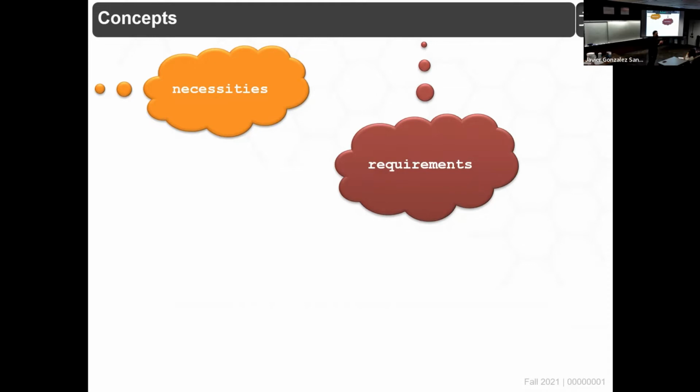Yes, it's an engineering process to move from some sentence, some idea, some talk to something that we are going to call requirement. Requirement is kind of an important word. Do not use that word for anything. Clear. Okay, the question was, how do I know that something is a requirement? How do I know, or how do I move from necessities to requirements? Easy.